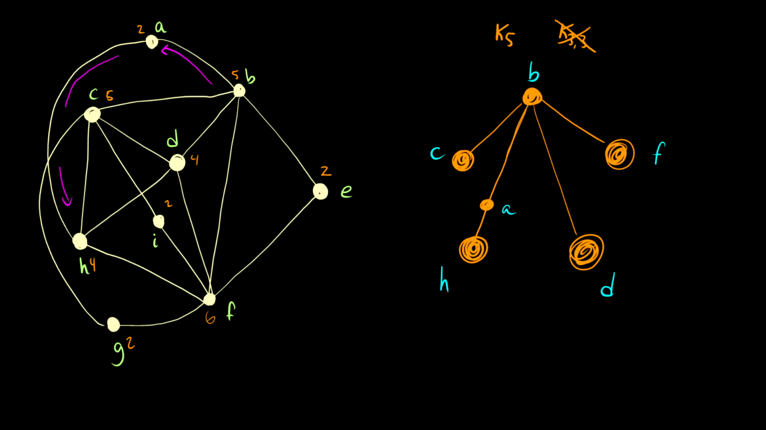Okay, does C go to D? Yeah, C goes to D. C goes directly to D. Does C go to H? Yeah, C goes to H. What about C goes to F? Well, it doesn't go directly to F. In fact, it goes to F in two different ways. It goes from C to I, and then I to F.